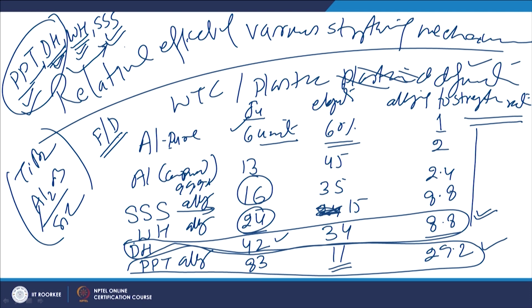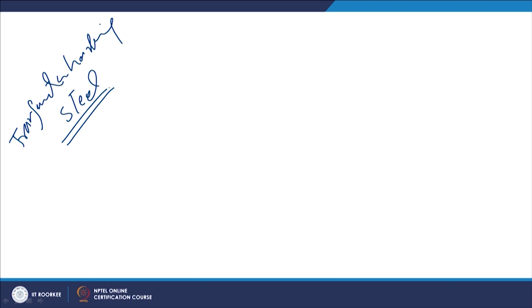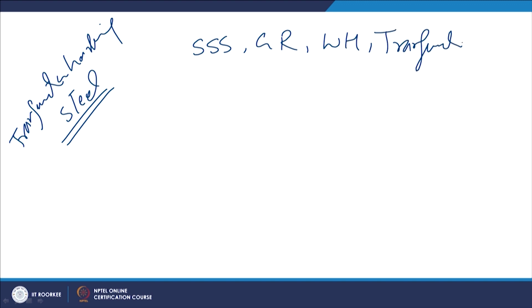Now, we will see another case, like the transformation hardening systems, like steels or ferrous systems. In these cases the strength is offered, of course, through solid solution strengthening, grain refinement, work hardening, and transformation hardening, like the kind of phases which are being formed.